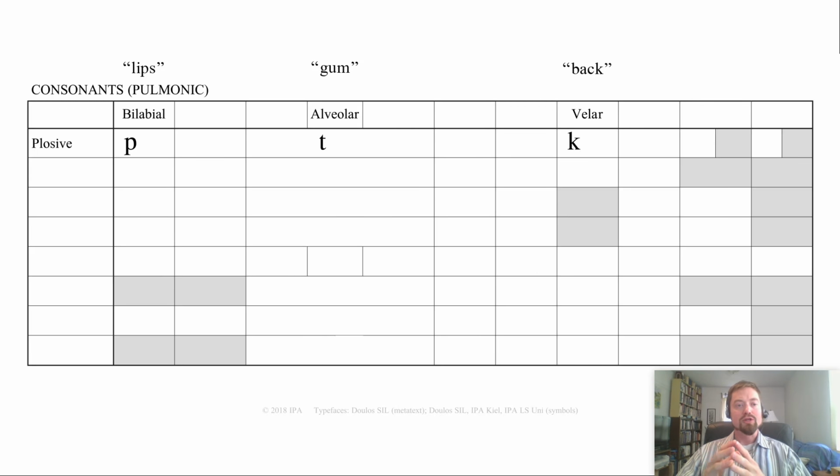But another option is rather than having a total closure, you have an almost complete closure. So that when you breathe past it, instead of it exploding open, you get sort of a hissing sound as the air becomes turbulent. The air creates friction as the air goes by, and that is what is called a fricative, from the word friction.